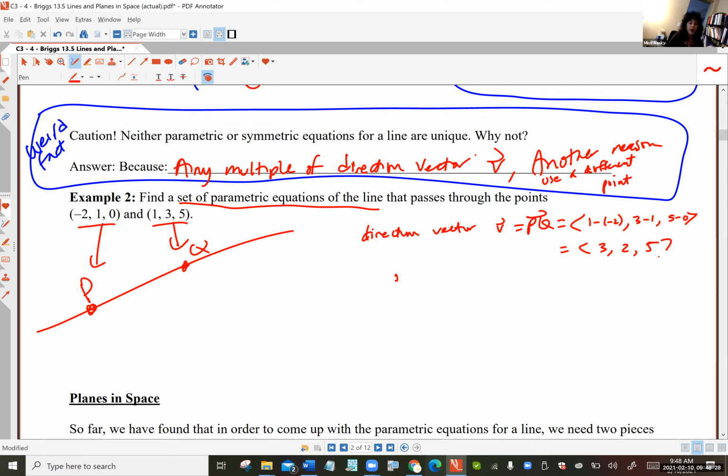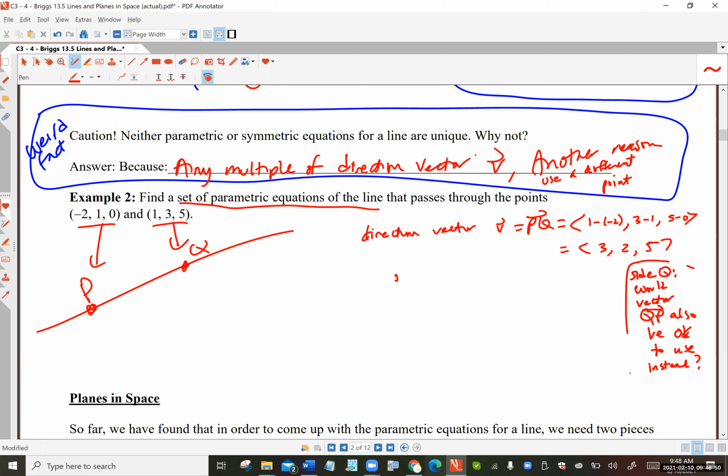Now, would it be okay if I used QP instead of PQ? So this is just a side question. Would the vector QP also be okay to use instead? I think so. Wouldn't it be the same? Does it matter? No, the answer is yes, it would. Well, which one is correct? They're both going to be correct because they're both legitimate direction vectors because they're both parallel to the line L.